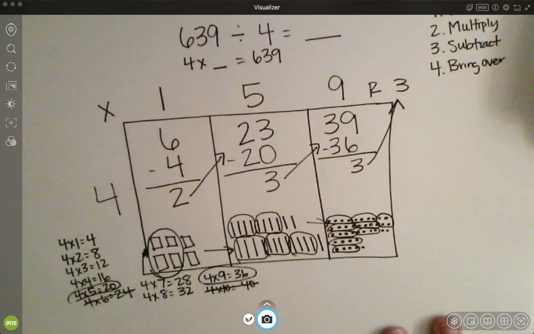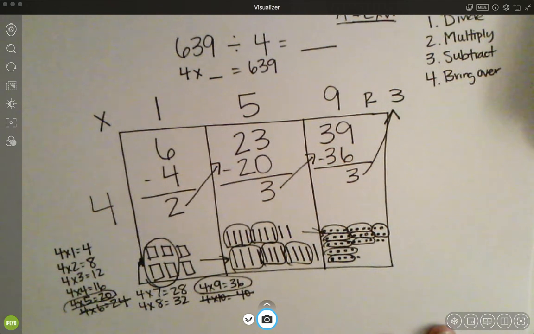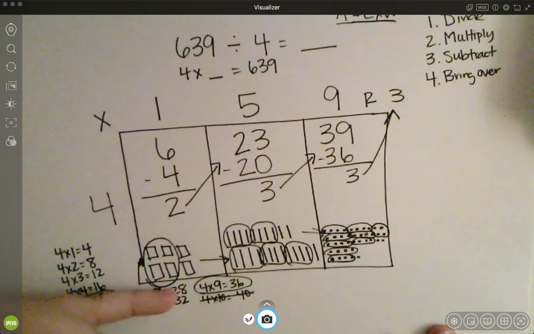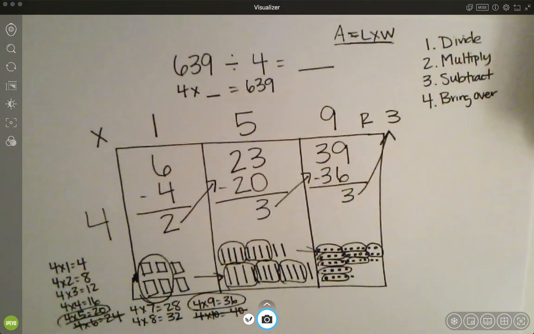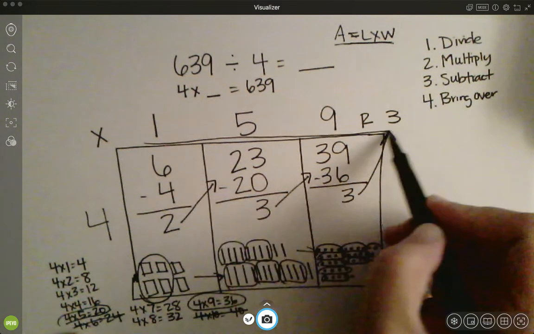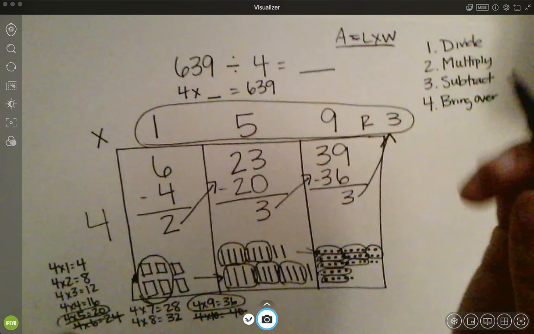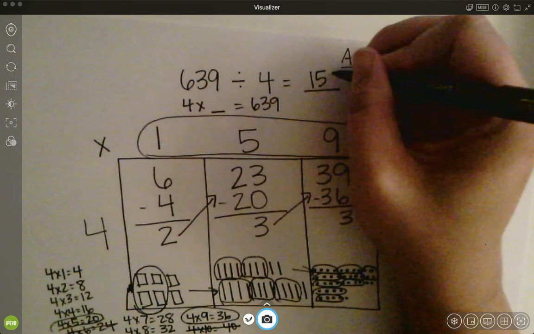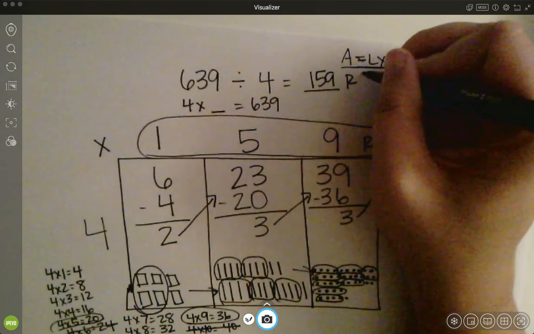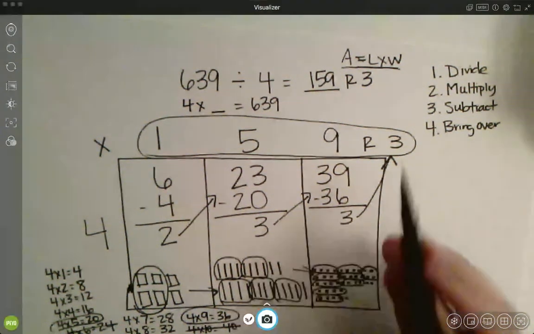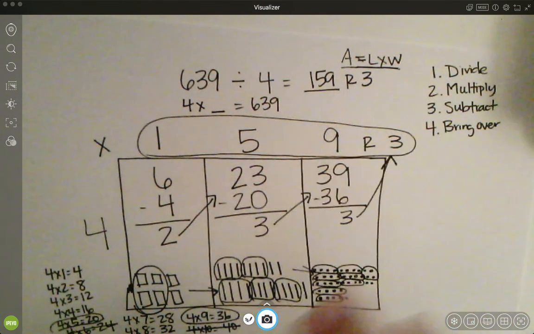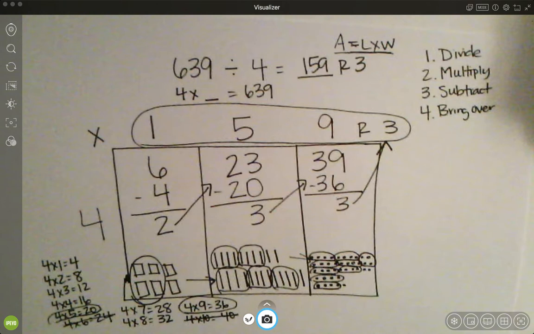So there we are. We solved it. And it took me a little bit longer because I did both ways, right? I did the lazy way and I showed you with the picture. But both of them, we got the same answer. So 159 with a remainder of 3. We had 3 left over. It was not equal groups completely. So we just say remainder of however many, which is 3.